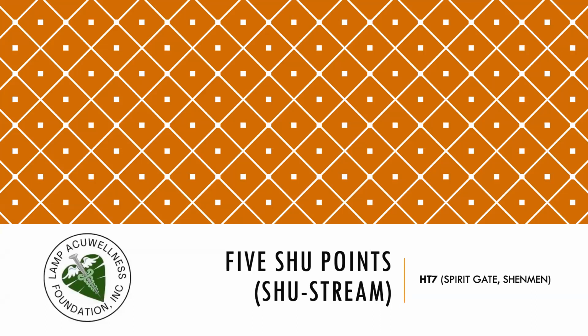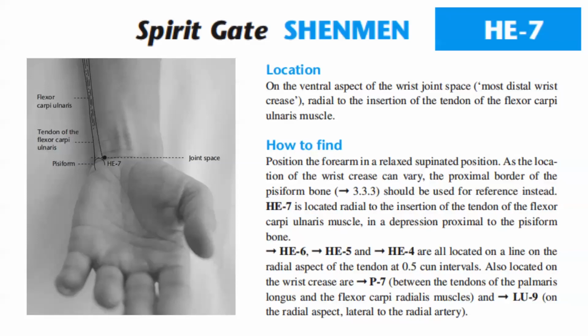Let's talk about Heart 7, Spirit Gate, Shenmen, a Shu-stream point. Heart 7 is located on the ventral aspect of the wrist joint space, the most distal wrist crease, radial to the insertion of the tendon of the flexor carpi ulnaris muscle.